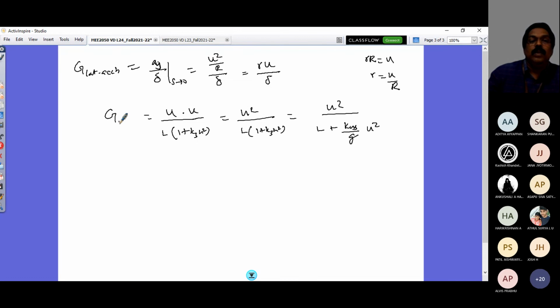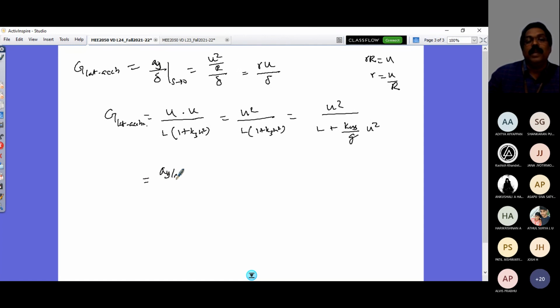G, lateral acceleration gain. I can also represent my lateral acceleration gain in this way. So here, what is this? I have Ay by delta, and Ay by G. I can represent my lateral acceleration in terms of G.